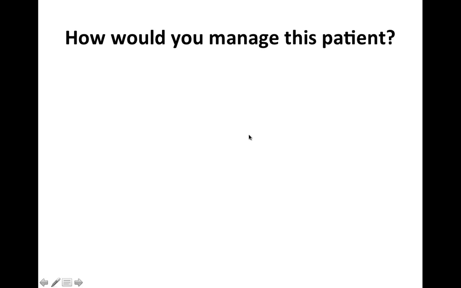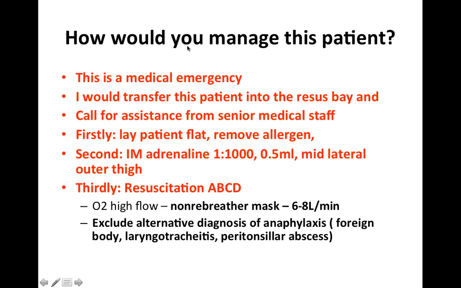How would you manage this patient? So I would start by saying that this is a medical emergency, and I would transfer this patient into a resus bay and call for assistance from senior medical staff. I would first lay the patient flat, remove the allergen, and then second, I would immediately give intramuscular adrenaline 1 to 1,000, 0.5 milliliters, mid-lateral outer thigh.